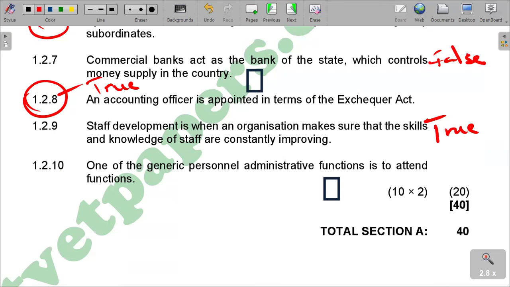One of the generic personnel administrative functions is to attend functions. We are saying generic personnel administrative functions include attending functions, which we can say is false. Personnel administrative functions have nothing to do with attendance of functions. We are talking about their generic functions, not stretching and extending to attendance of functions.